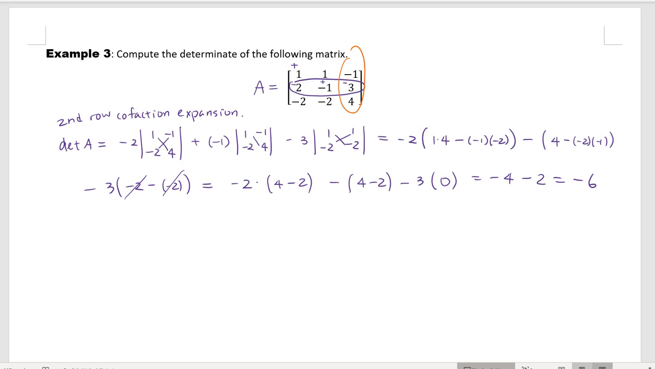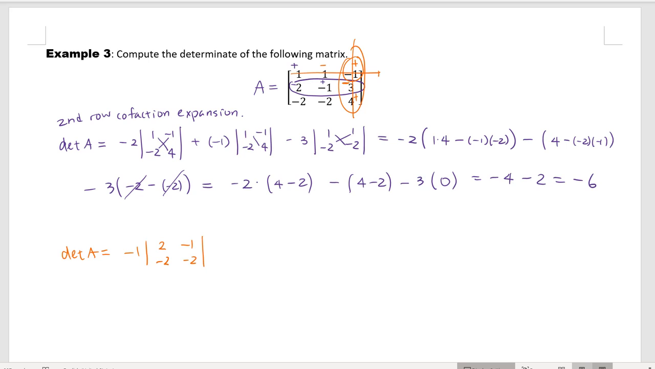Remember that the first entry is positive, and then the sign alternates. We have minus and plus. So this is plus, this is minus, this is plus. After we figure out the sign, let's start. We have plus -1, so -1 times the determinant of the submatrix by deleting the first row and the third column. So we have 2, -1, -2, and -2.